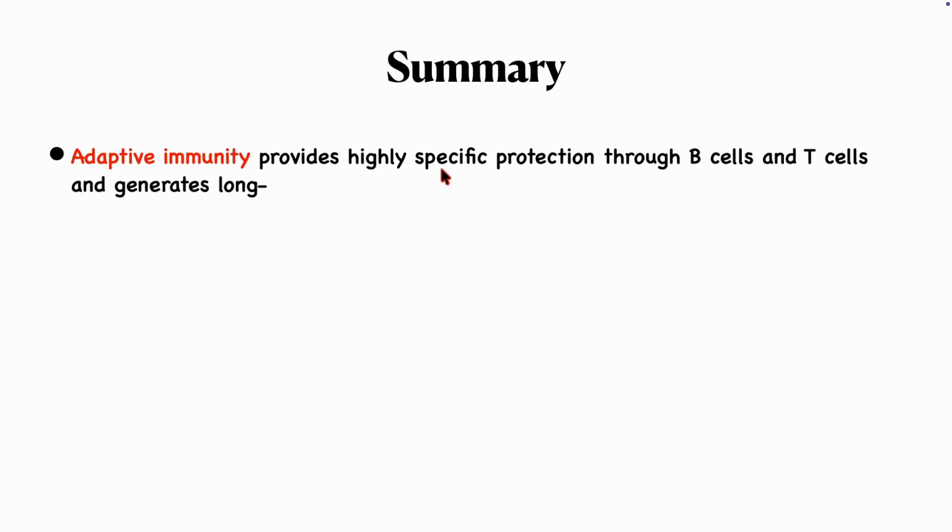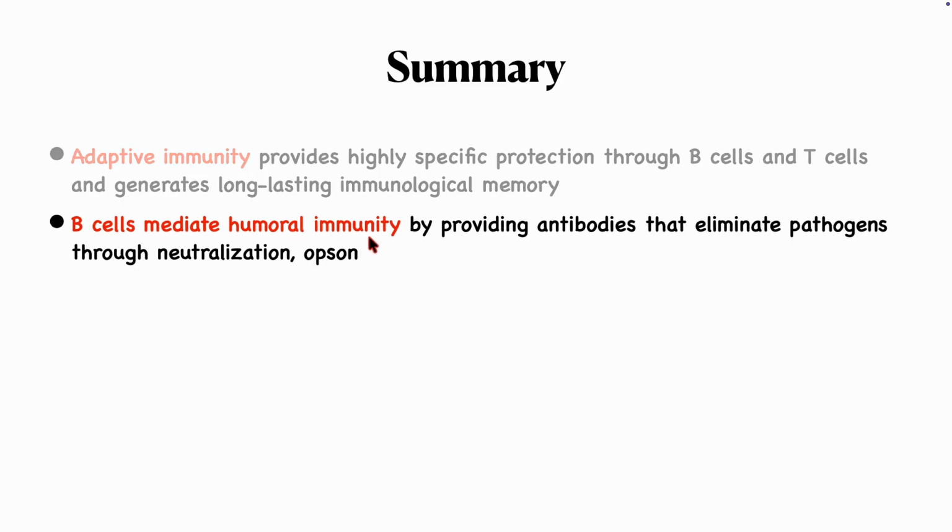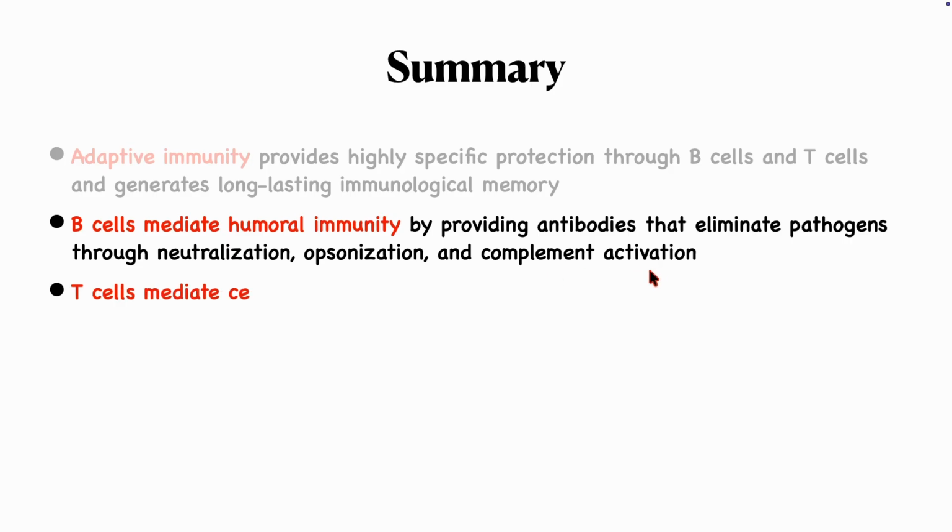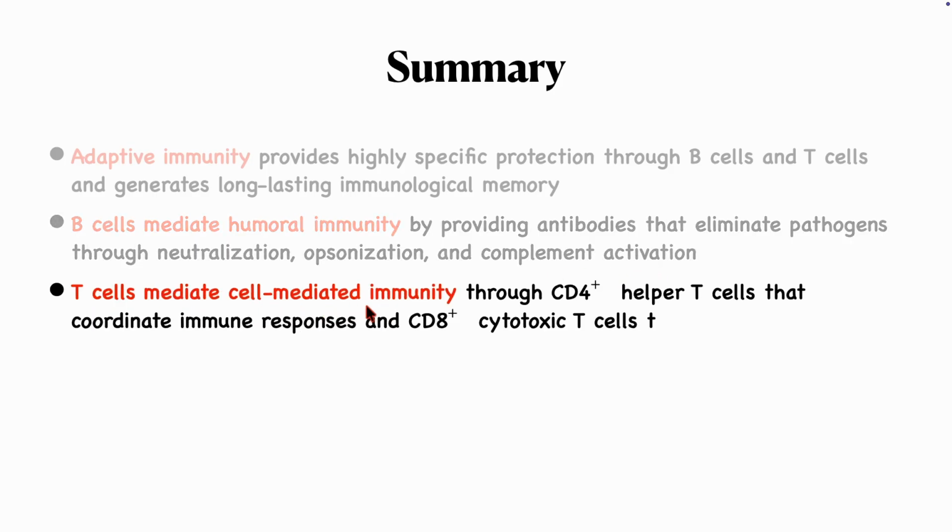So, in summary, adaptive immunity provides highly specific protection through B cells and T cells and generates long-lasting immunological memory. B cells mediate humoral immunity by providing antibodies that eliminate pathogens through neutralization, opsonization, and complement activation. T cells mediate cell-mediated immunity through CD4 positive helper T cells that coordinate immune responses and CD8 positive cytotoxic T cells that kill infected cells.